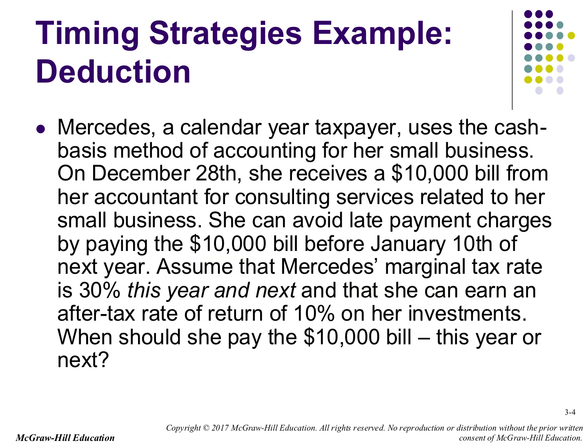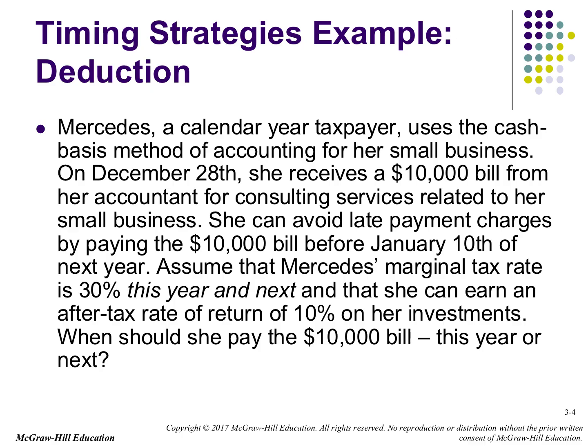So let's look at our first timing strategies example. So this one is going to be from the perspective of a deduction. And whenever we read the problem, we're going to assume that the tax rates are staying constant year over year. So let's take a look at our fact pattern.